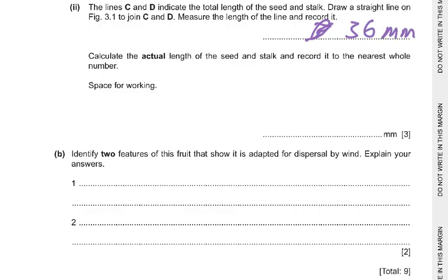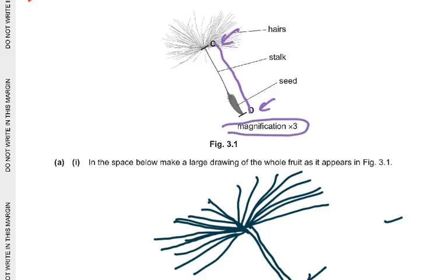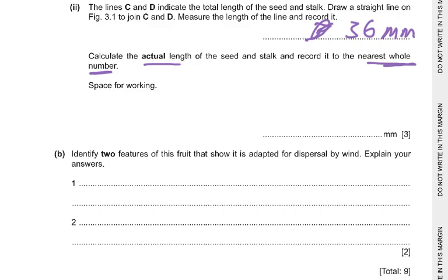And then it says calculate the actual length of the stalk and record it to the nearest whole number. Some of you don't read that either. So what was the magnification? The magnification was 3 times. So this was very easy, 36 divided by 3, and the actual thing was 12 millimeters. So 36 divided by 3 is 12, 12 threes are 36 if you know your tables. So the actual length was 12, and it was the nearest whole number. Even if you had some other figure, you would have to give the nearest whole number.